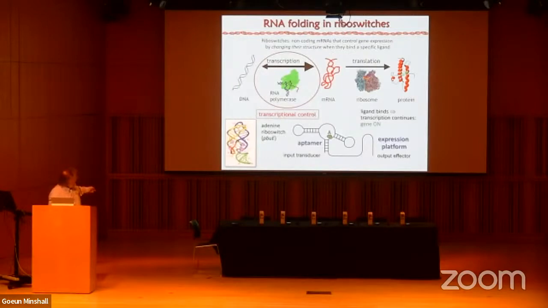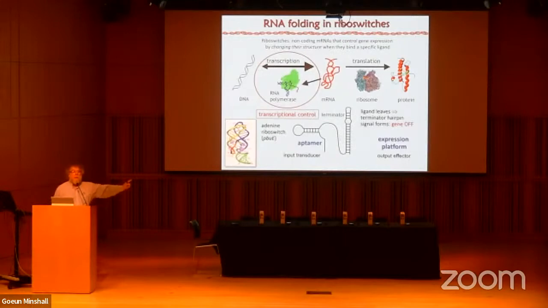And if adenine, this is an adenine riboswitch, if adenine is present, it binds to this thing and stabilizes this form. If adenine is not present, this would rather refold and form a loop like this. And that loop is called a terminator. It provides a signal to RNA polymerase that says, stop here, fall off, don't make the downstream gene.